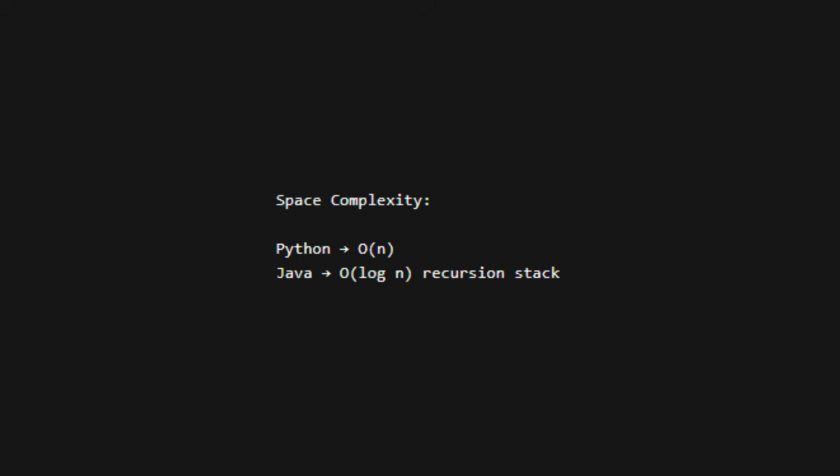Space complexity in Python is O of n because sorted creates a new list. In languages with in-place sort like C++, extra space is mostly recursion stack, around log n.